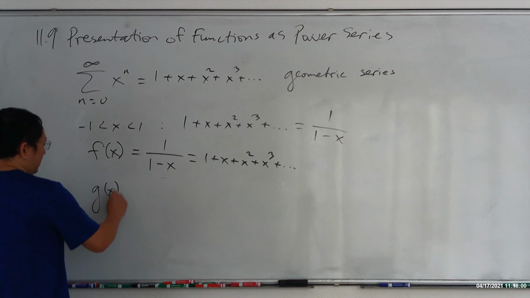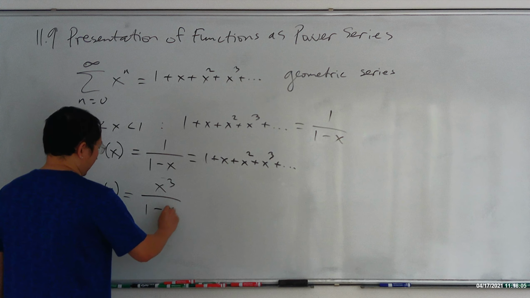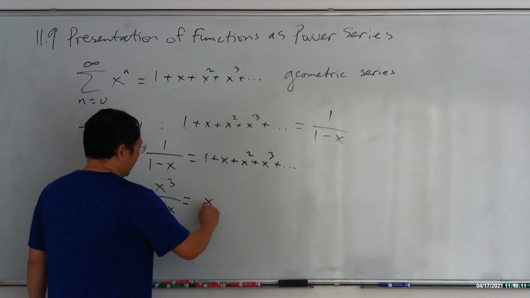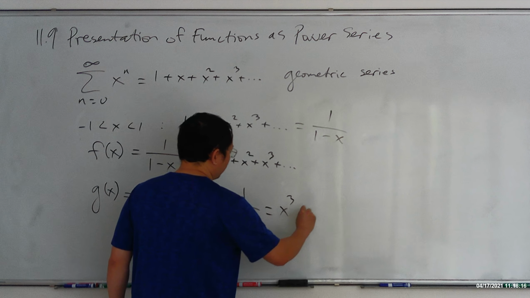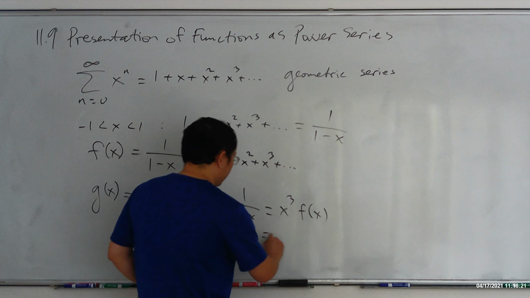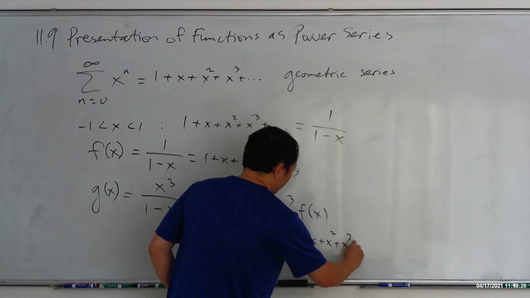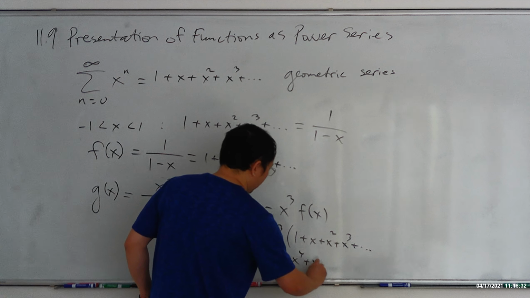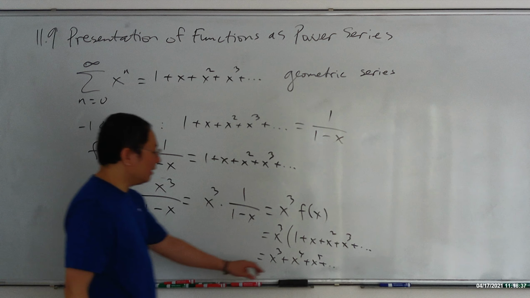Say g of x is equal to x cubed over 1 minus x. Same idea, now in the numerator you got variable x, so you got to think of it this way. x cubed times 1 over 1 minus x. And this is no more than x cubed times f of x. Okay, this is 1 over 1 minus x, f of x right here. So this is what? x cubed times 1 plus x plus x squared plus x cubed plus and so on. You just distribute, you got what? x cubed plus x to the 4, x to the 5th, plus and so on. You're done. Okay?